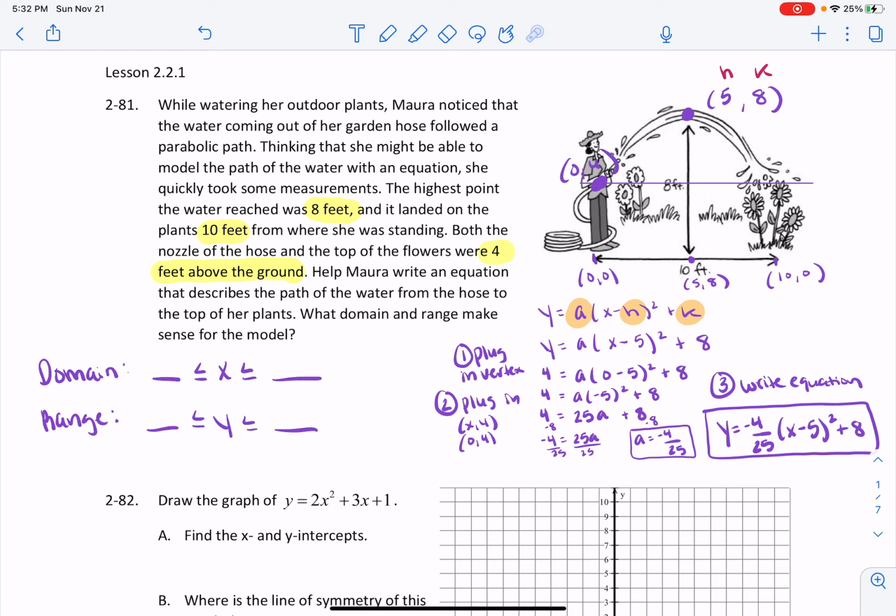Okay, so our domain in this case, we go from 0 and then the water lands at 10. So we're only going on the x-axis from 0 to 10. So I'll plug in 0 and 10. And then y, we're going from 0 and then all the way up to 8. So I'll plug in 0 and 8.